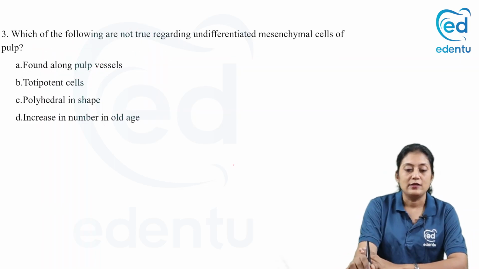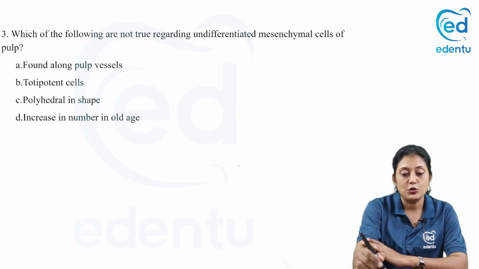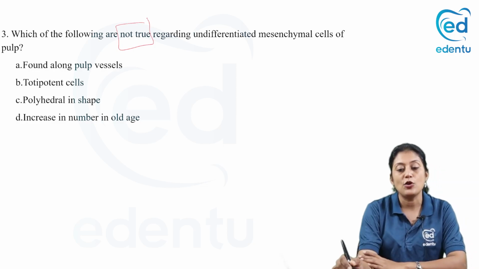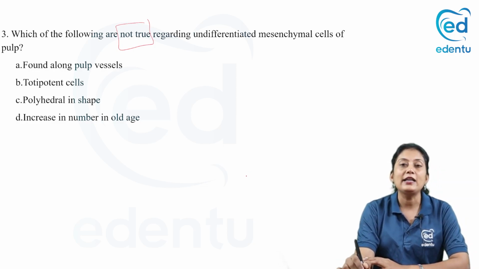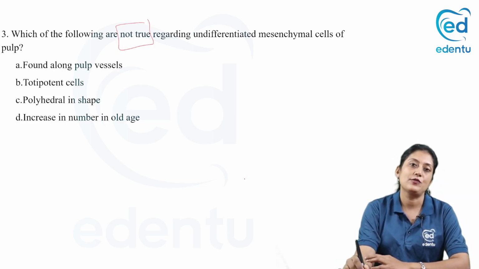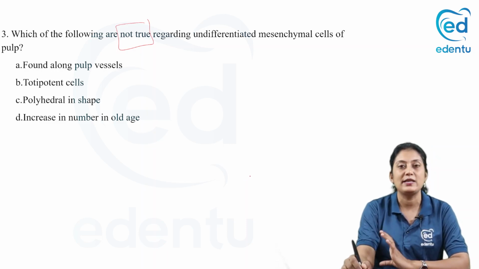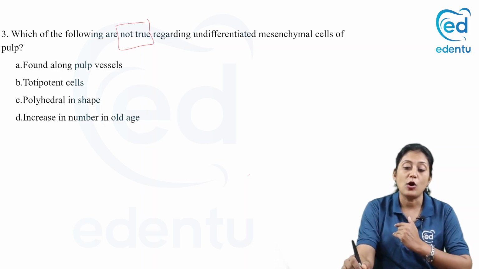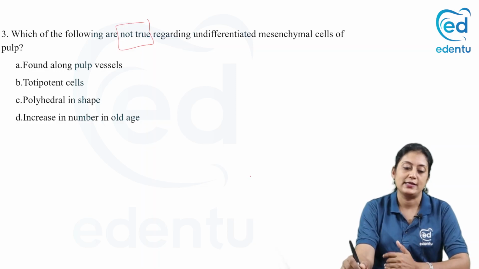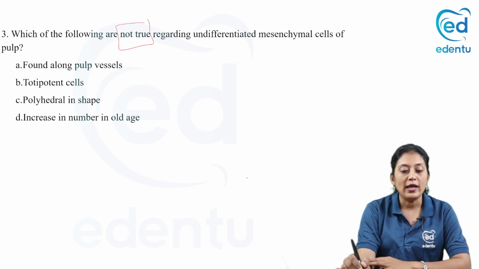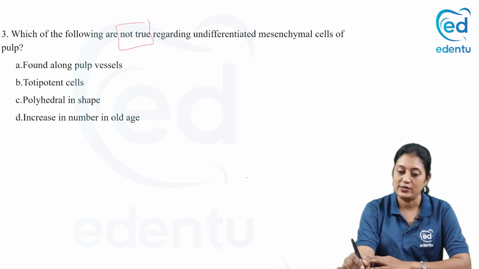The third question, which of the following is not true regarding the undifferentiated mesenchymal cells of the pulp? What is false is what they are asking. The options: found along the blood vessels, they are totipotent cells, they are polyhedral in shape, increase in number in old age.